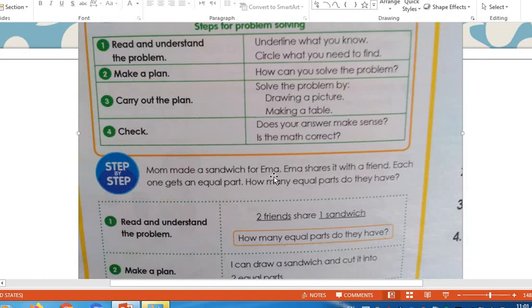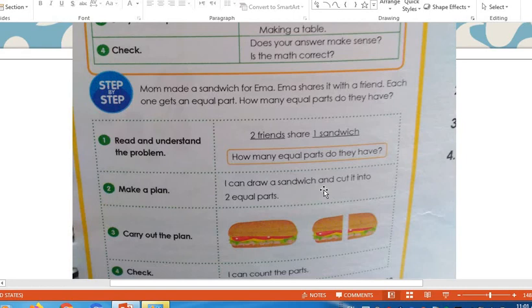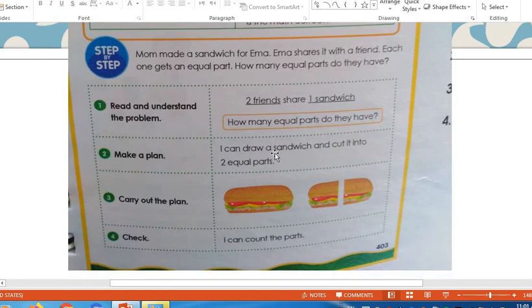Mom made a sandwich for Emma. Emma shares it with a friend. Each one gets an equal part. How many equal parts do they have? Okay, let's see step by step how we can solve the problem here. Read and understand the problem. Underline: two friends share one sandwich. And circle what I want to find: how many equal parts do they have?